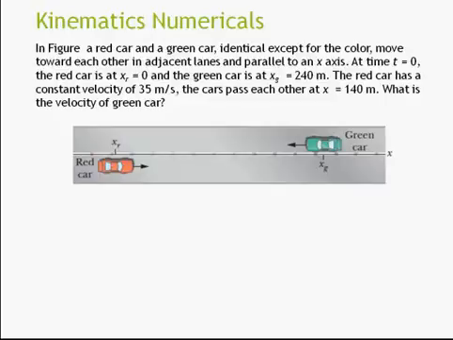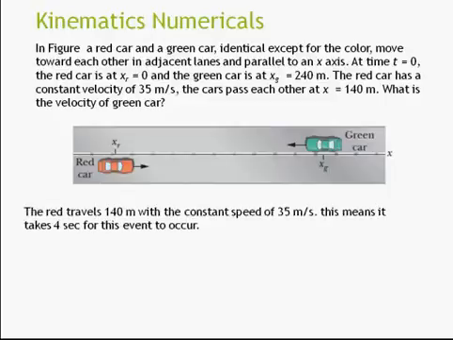In this case, the diagram is already given. We should see the red car is moving towards right, green is moving towards left. The distance between them is 240 meters. We have to find the velocity of the green car, knowing it's a constant velocity, and we know the velocity of the red car. Red car has a velocity of 35 meter per second and it has travelled 140 meter because only then they are crossing.